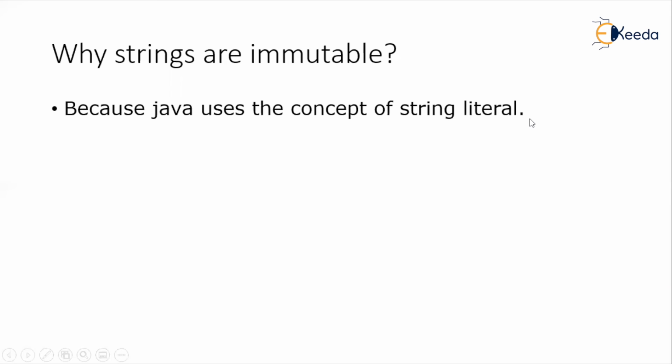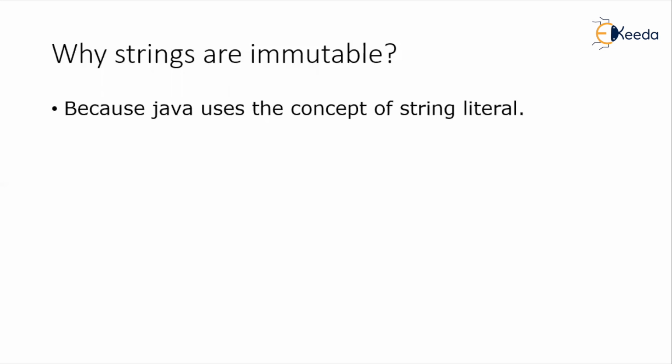Now, obviously, the question comes to mind: why are strings immutable? We have discussed the meaning of immutability, but why are strings immutable? Because Java uses the concept of string literal. In a string literal, what happens whenever a new string variable is created? First it is checked whether that value is already available. If it is available, then the new string reference points to the same location.